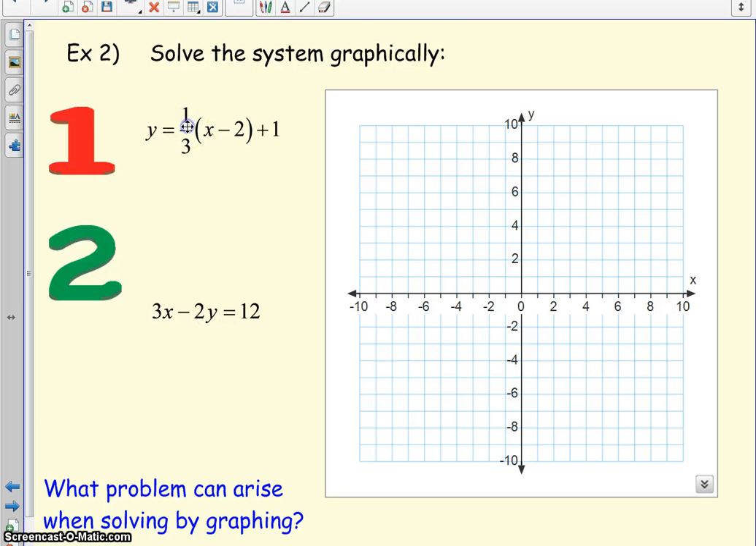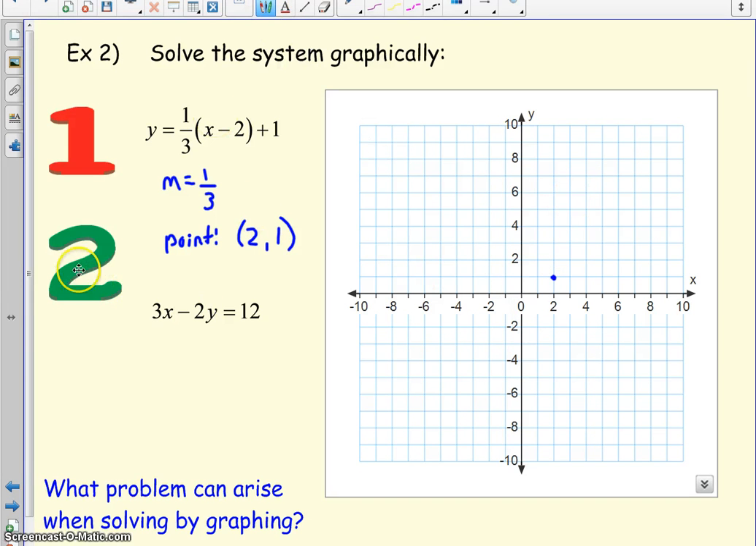So with the first one, remember this is point-slope form. If you remember what point-slope form tells you, this tells me that we have a slope of 1 over 3. And this equation is not giving me the y-intercept, but it does give me a point. Going backwards from the equation, this gives me a point at x equals 2, y equals 1. So if I'm going to make my graph, instead of starting at the y-intercept, I'm going to start at the point (2, 1) and use my slope from there.